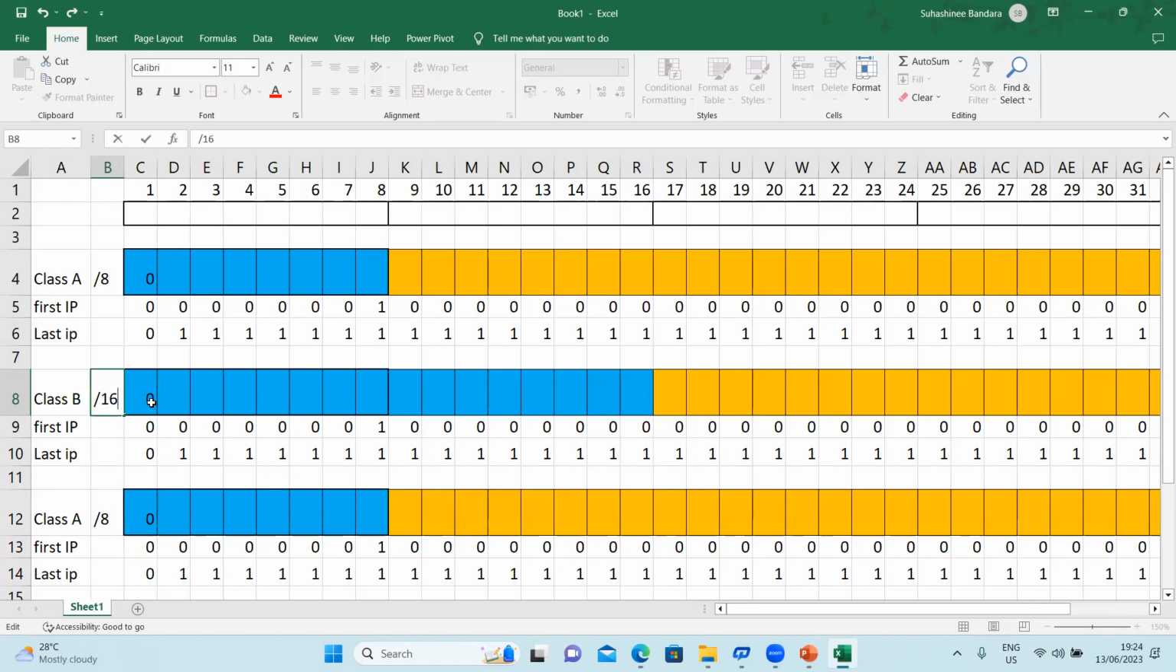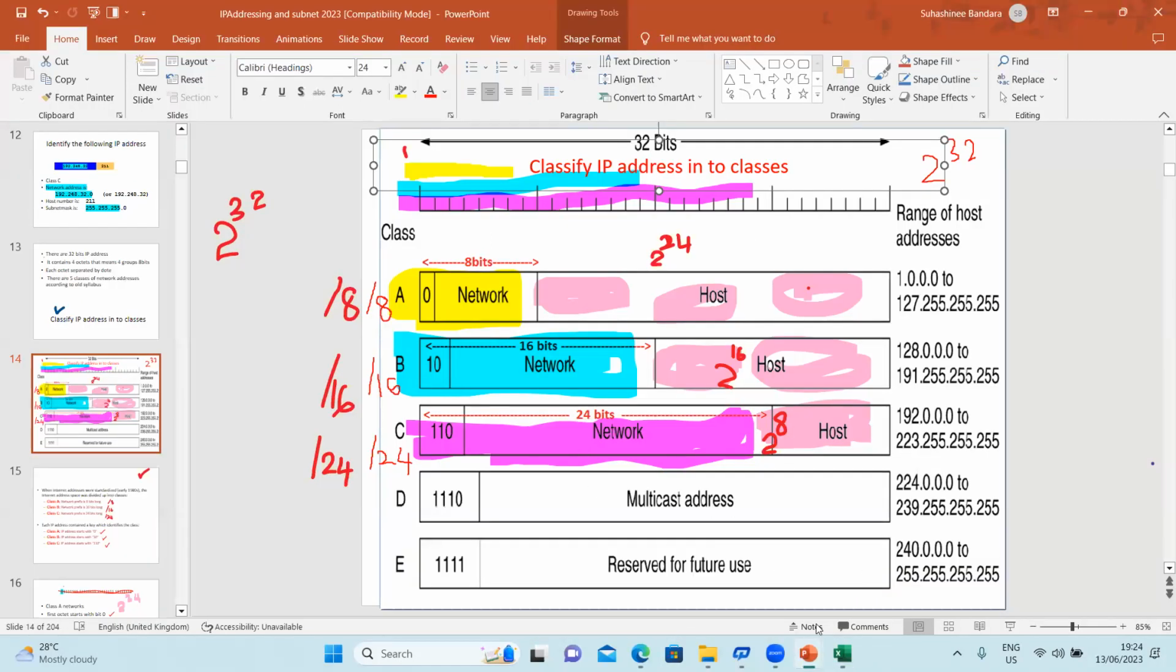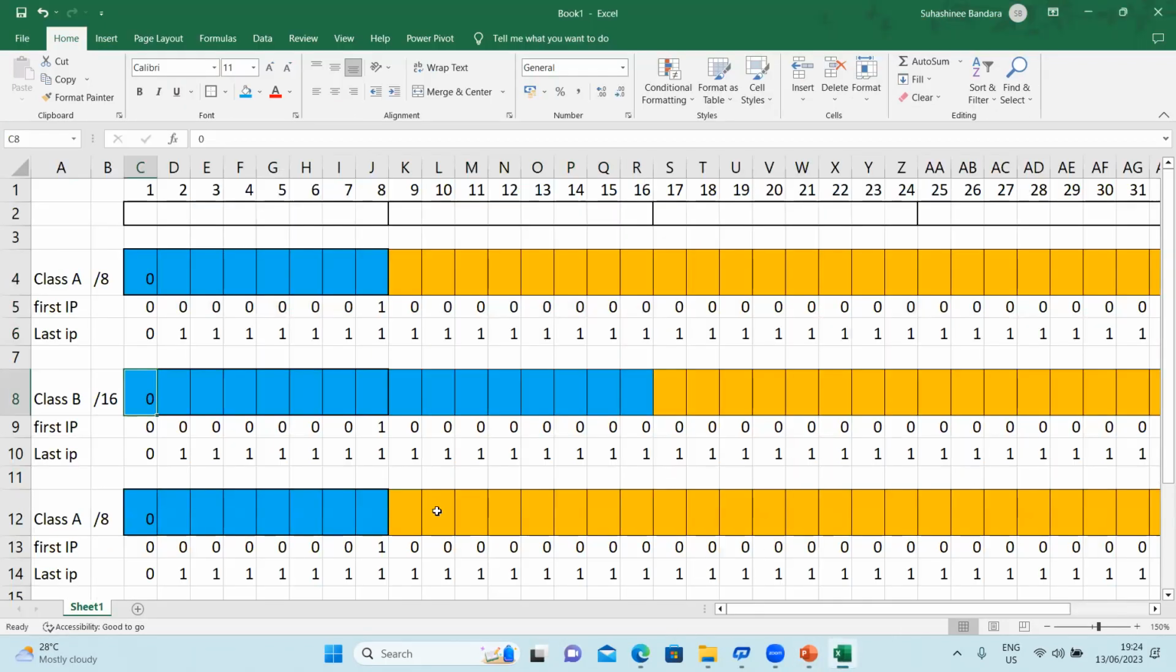Okay. And we have a pattern. Class B should start with 1, 0. That means this cell should be 1. Next one should be 0. Okay. 1, 0. So the starting part should be 1, 0. That is a permanent, fixed one. I just write it in red. This also red. Then the rest of the other bits like this.